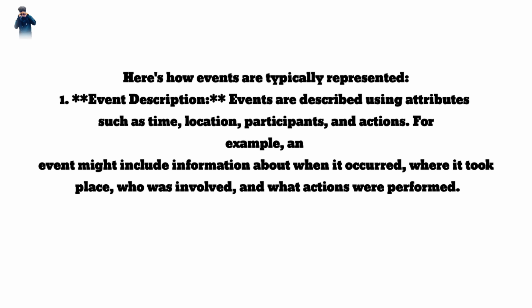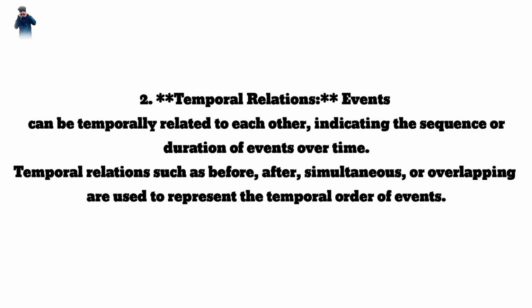1. Event description. Events are described using attributes such as time, location, participants, and actions. For example, an event might include information about when it occurred, where it took place, who was involved, and what actions were performed.